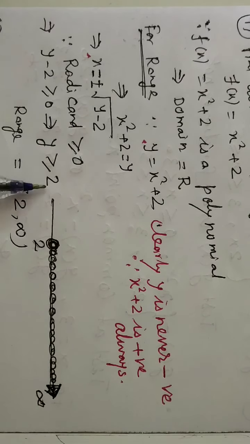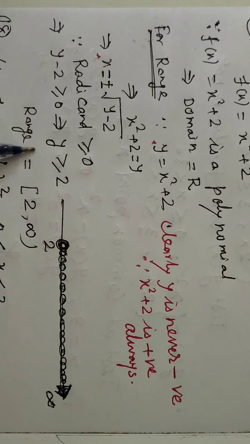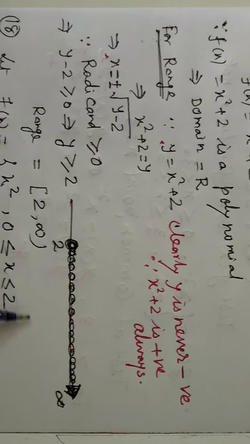And here is one more thing, the value of y is always positive, and this is also telling us that the value of y, being more than 2, is always positive, so the range is ready.